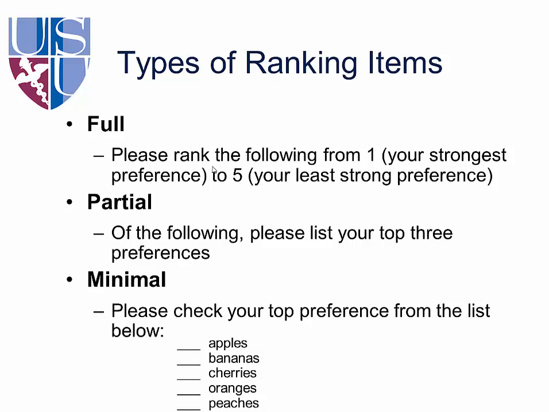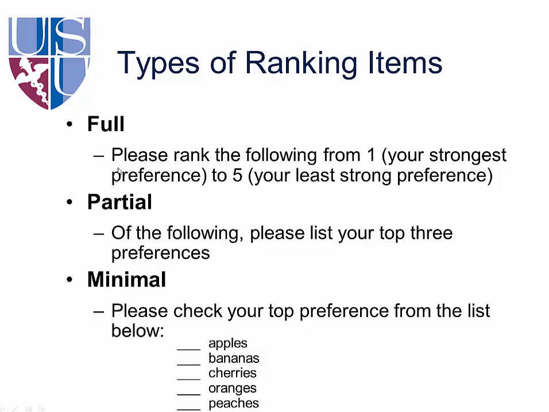So types of ranking, you've got full ranking. Please rank the following items where 1 is the strongest preference and 5 is your least strong preference. The problem with the rankings is they're not independent, right? So have you ever been asked to rank like a 20-item list? It's really hard to do because every item that you rank affects the order of the other items. So it's a very cognitively difficult task. So the most you should really ever ask somebody to rank is about 5 or 6 items. Anything more than that is just too difficult.